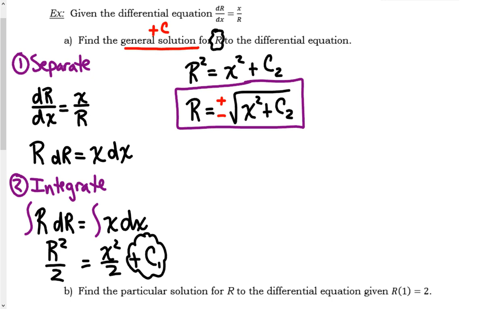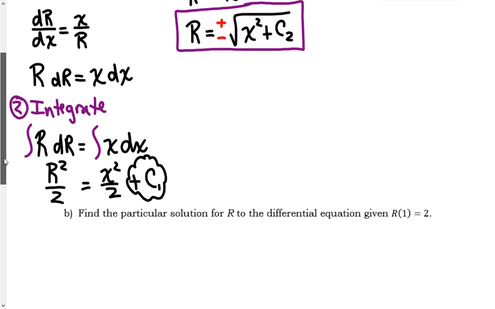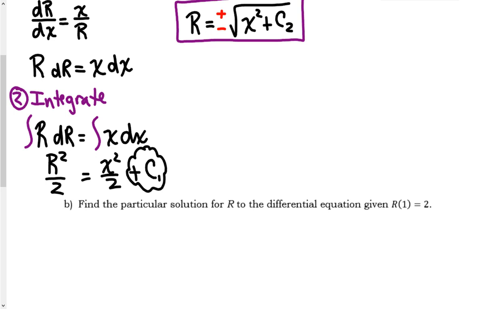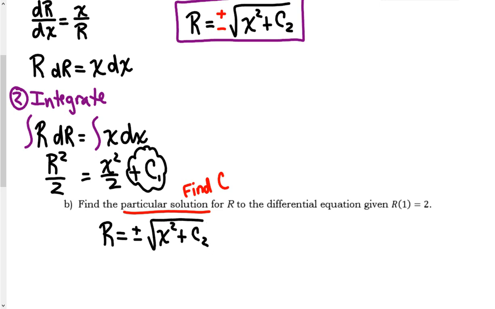Now we have part B. Let me scroll down a little bit, see what we're doing. Now we have a particular solution, which means we're going to find C. And now we have been given some information. So let me write down our function here so that I can have a little bit more room. So r is equal to a positive or a negative square root of x squared plus some constant. And I could just call that c at this point. I don't have to call it c2.